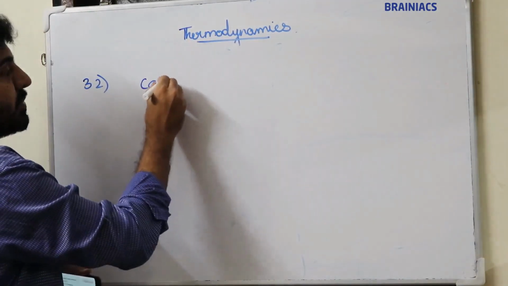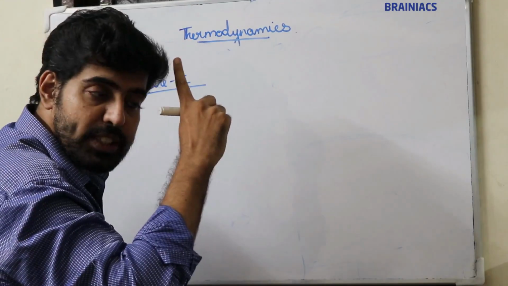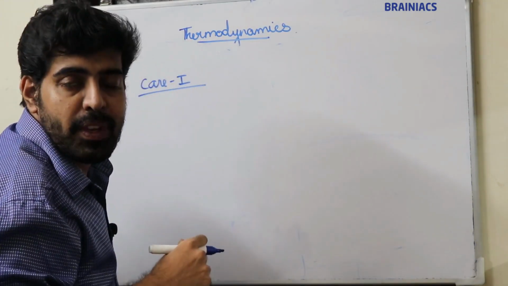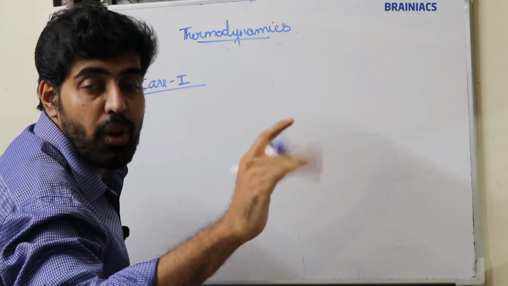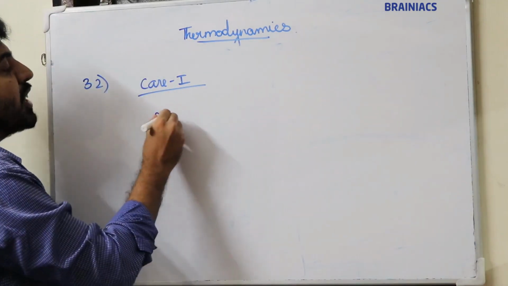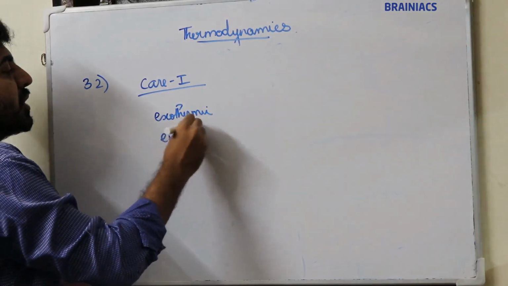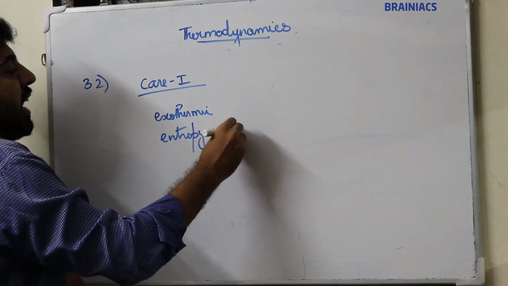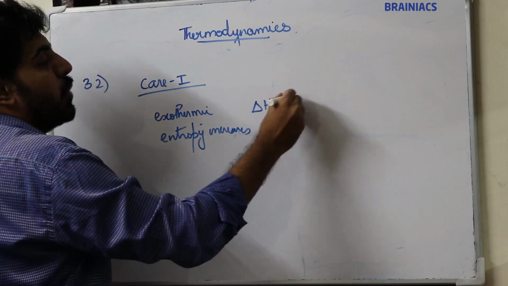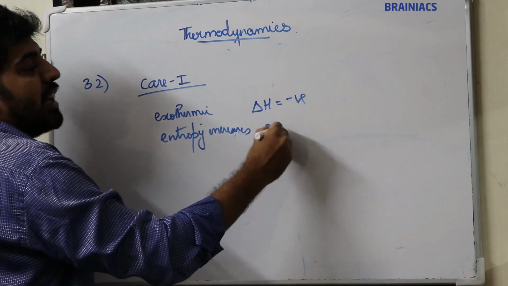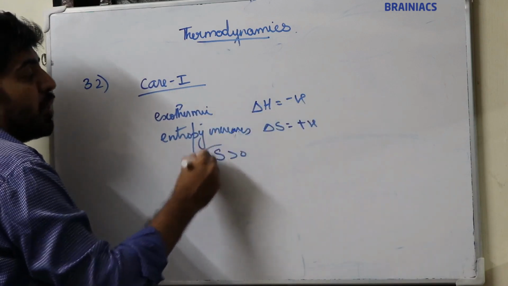We discussed 4 cases when we were discussing Gibbs free energy: case 1, case 2, case 3, case 4. And case 1 is exothermic, entropy increases. Exothermic means delta H value is negative. Entropy increases means delta S value is greater than 0, that is positive.